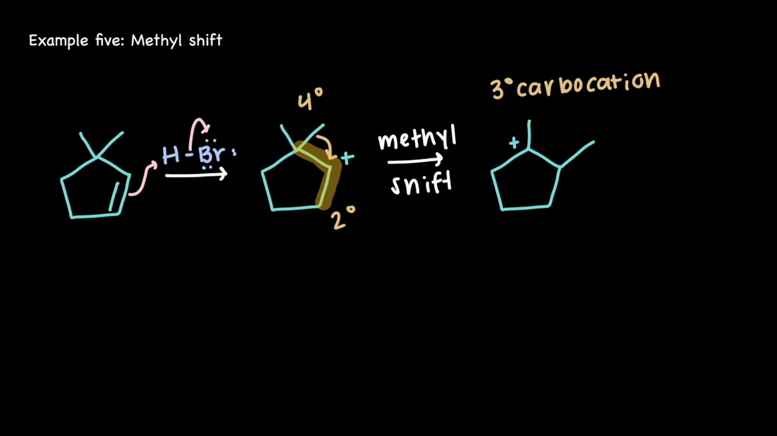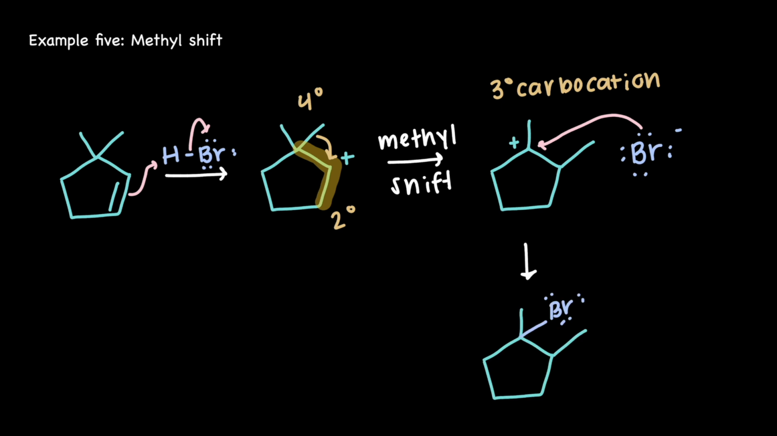The bromide ion then attacks the carbocation. The final product contains bromine attached to the tertiary carbon formed after the methyl shift. Whenever you form a carbocation in a ring, always check the neighboring carbons for a possible rearrangement. If a methyl shift creates a more stable carbocation, the rearrangement will occur before the nucleophile attacks.